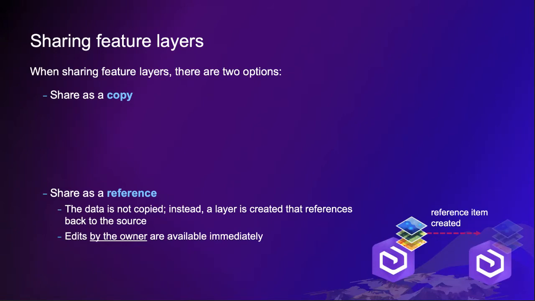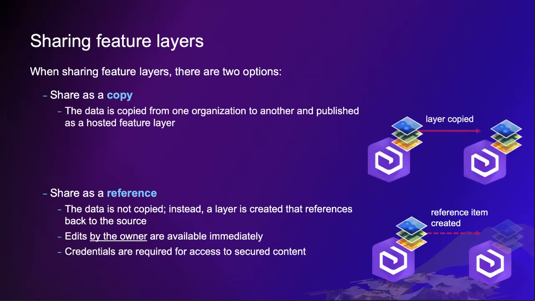As soon as something is changed, obviously, if you're referencing back to the source data, that data is available immediately. So if I were to make a change in my SQL database saying that this is now zoned residential versus commercial or whatever it might be, as soon as I save those edits, they're available to the other person on the other end of the collaboration, because shared as reference is basically granting direct access. So that's something to be considered as well. It's direct access, and credentials are required to access secure content.